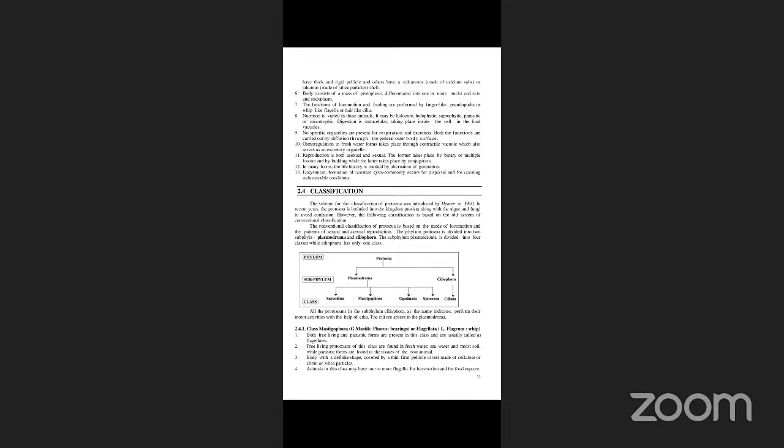So Mastigophora are free living or parasitic, and they are called flagellates, so flagella are present. They are free living in fresh water, sea water, and moist soil, and parasitic forms are found in the tissues of the host animal, which can be a human being also, occupying different tissues. The body has a definite shape, with a pellicle, an external covering made up of cellulose or chitin or silica. They have one or more flagella, mainly for locomotion and food capture.